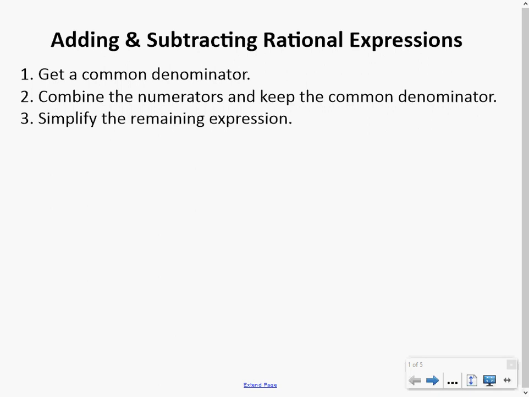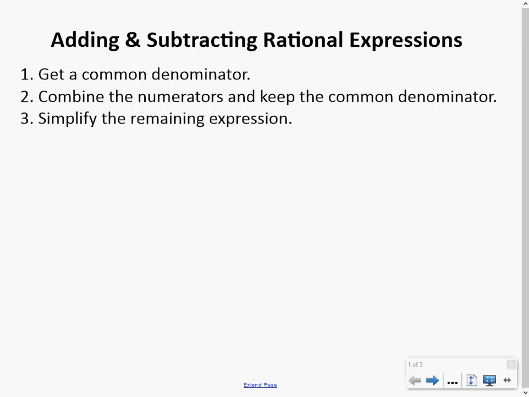Hey everybody, this is our second video for Unit 8. In the last video we talked about simplifying, multiplying, and dividing rational expressions. Today we're going to focus on adding and subtracting, which is actually a little harder because remember, when you're adding and subtracting fractions, you have to get a common denominator, which is going to be a little more challenging.